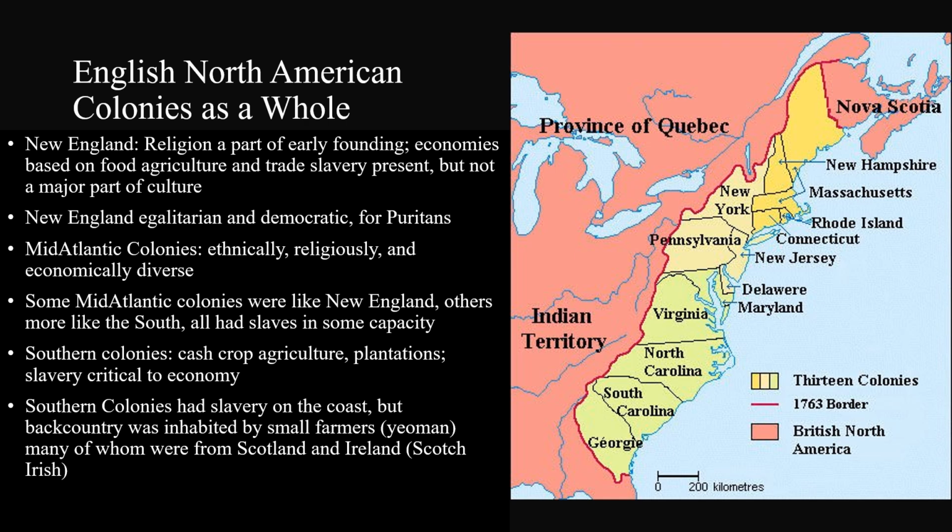We covered a lot of material in this lecture video, so I'm going to conclude by summing up the points that I made. In New England, religion was a part of the founding of many of the colonies, especially Massachusetts Bay and Plymouth, and Connecticut and Rhode Island. It was less of a factor in New Hampshire and Maine, but those areas were taken over by Massachusetts Bay. On the whole, New England was a very egalitarian and very democratic place.